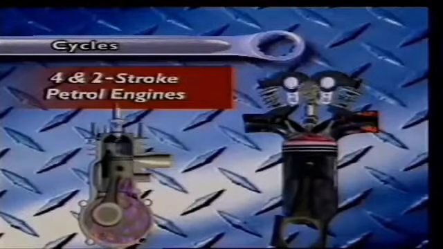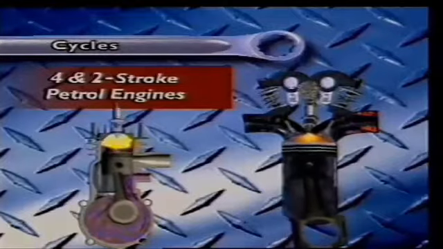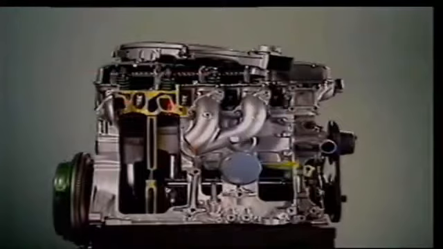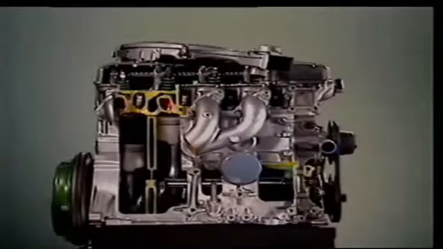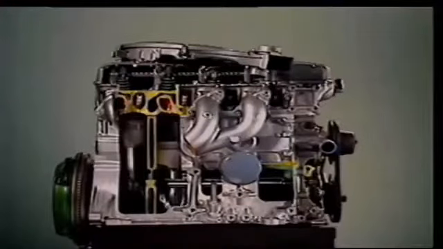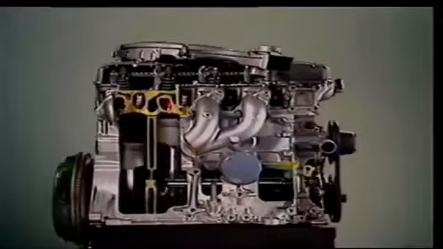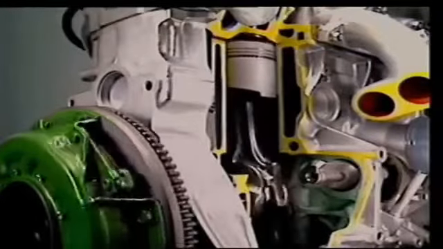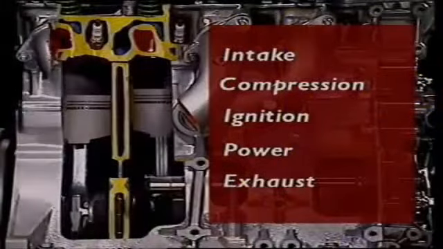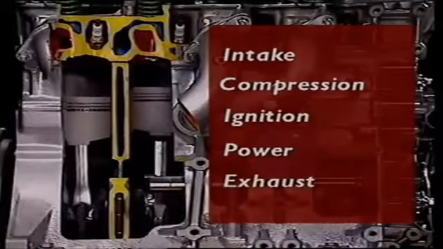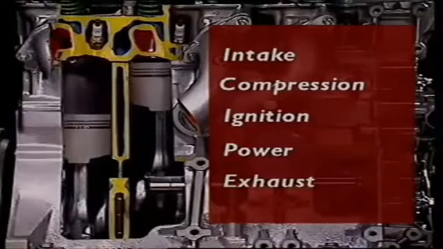Let's look at the 4-stroke and 2-stroke petrol engine cycle. What is a stroke? It's the movement of the piston from top dead centre to bottom dead centre. Calling an engine 4-stroke means its engine cycle has 4 strokes. A 4-stroke petrol engine uses internal combustion, so those 4 strokes must include the 5 key events common to all internal combustion engines: intake, compression, ignition, power and exhaust.